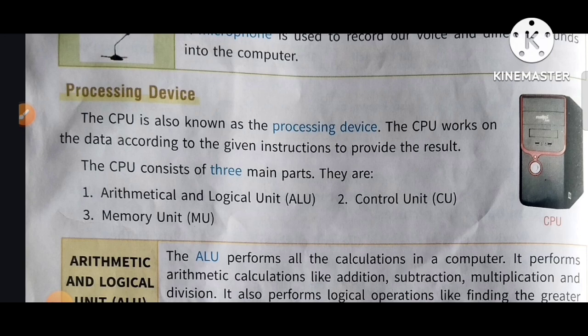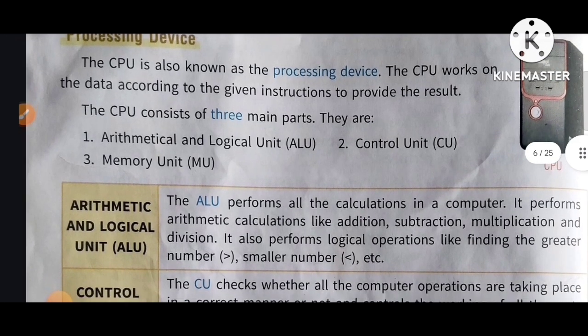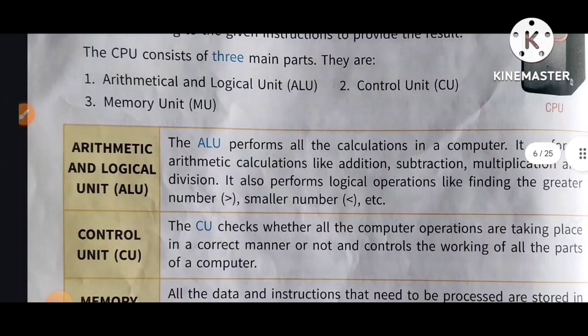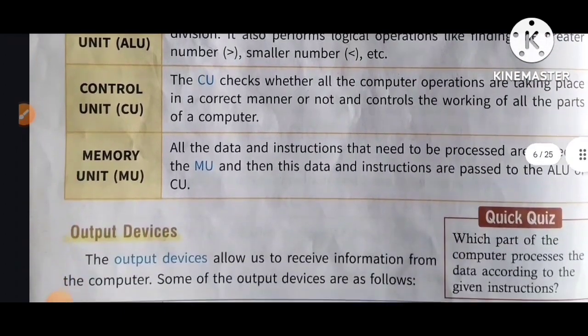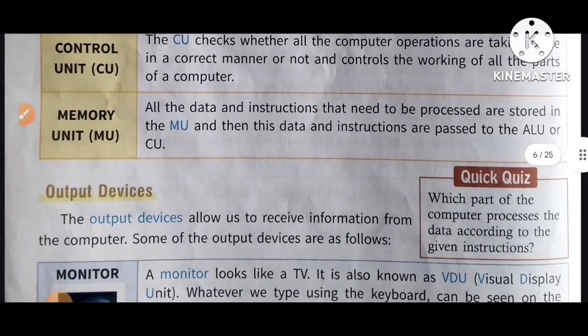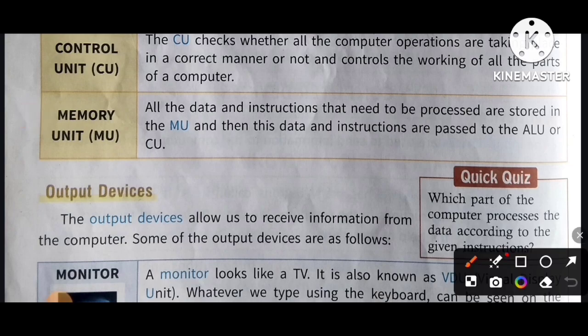Who is the brain of the computer? We know, yes, the CPU is the brain of the computer. Also we discussed what is the full form of ALU, CU, MU. So we can answer this question: which part of the computer processes the data according to the given instruction?